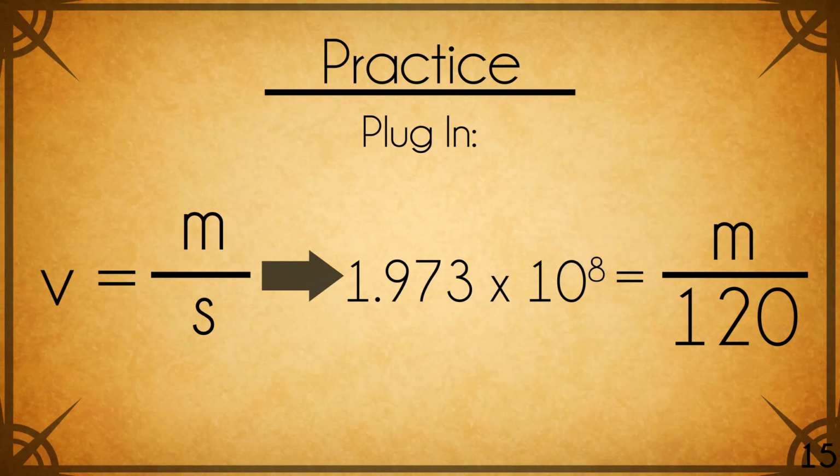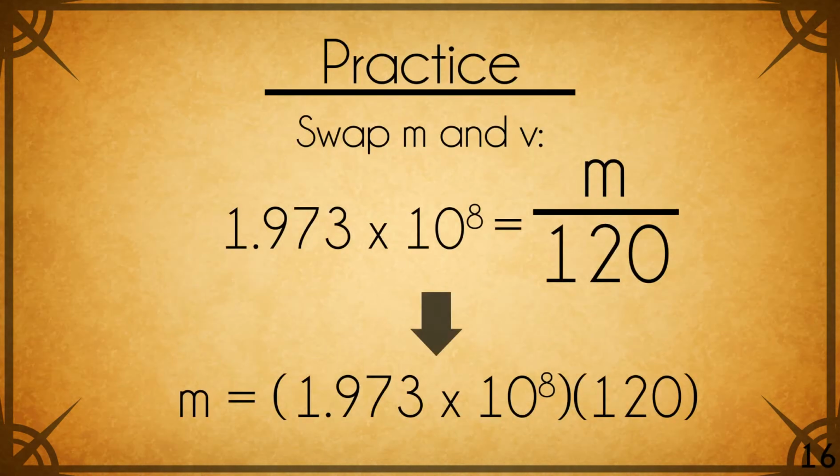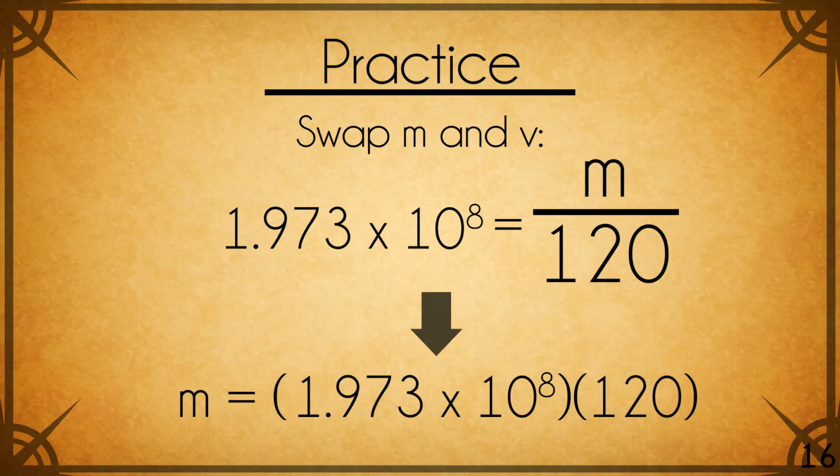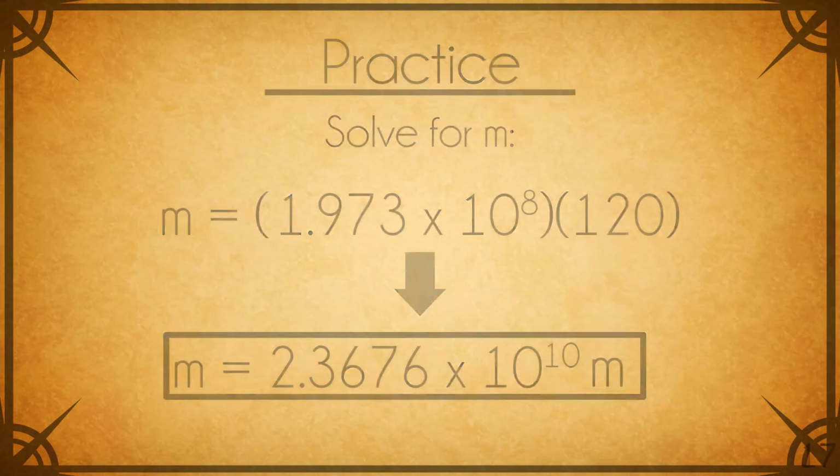The first step is to plug in our givens, which gives us 1.973 times 10 to the 8th equals m over 120. Now we swap m and v, which will give us m equals 1.973 times 10 to the 8th times 120. And the resulting answer should be m equals 2.3676 times 10 to the 10th meters.